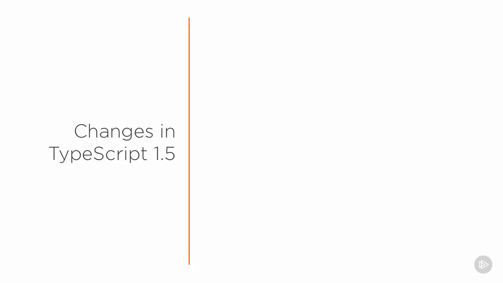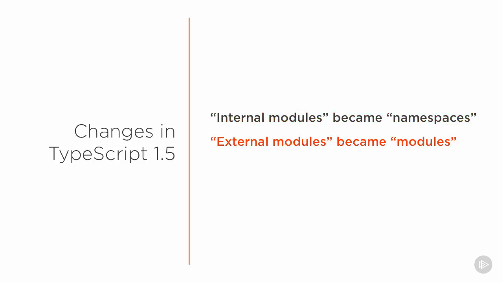Prior to version 1.5, TypeScript had both internal and external modules. They were really used for different things, but because they were both called modules, it was easy to get confused about the differences and when to use which kind. Beginning with TypeScript 1.5, internal modules became known as namespaces, and external modules became known simply as modules.